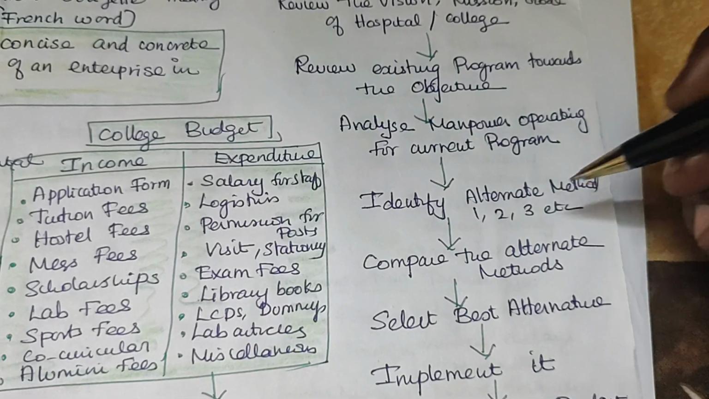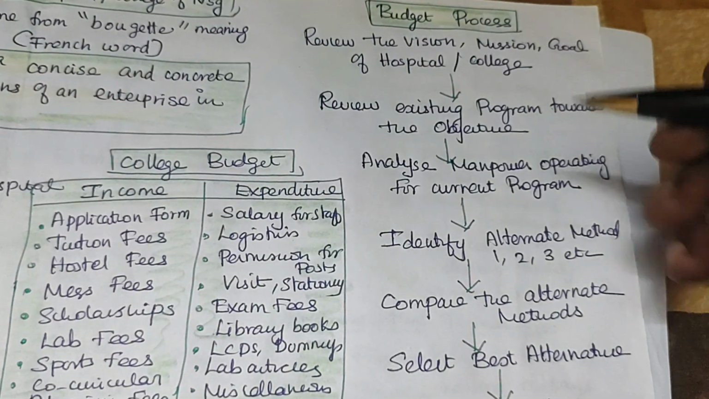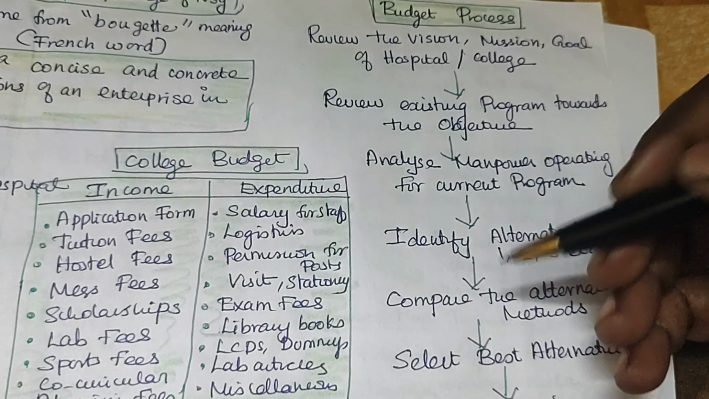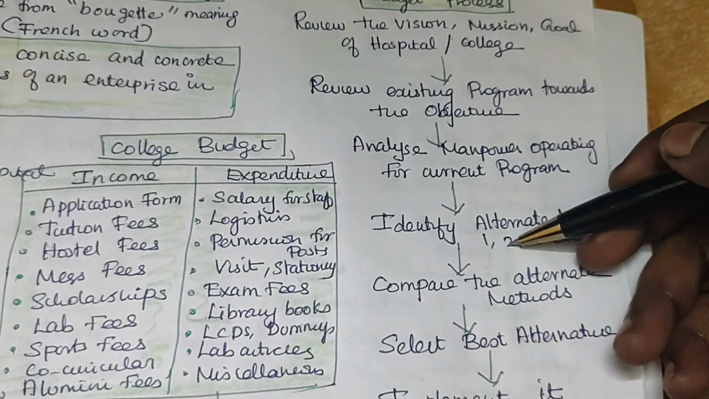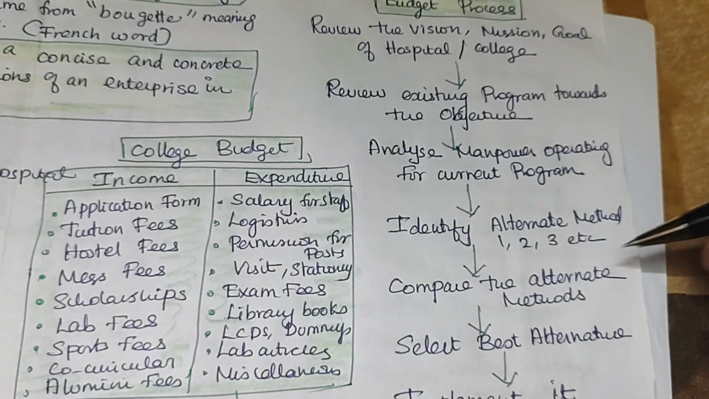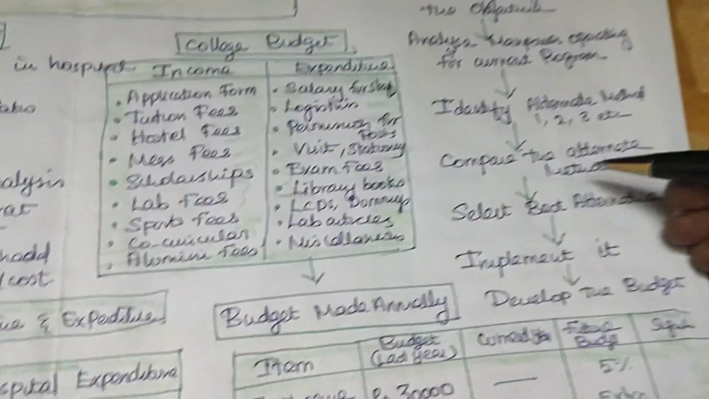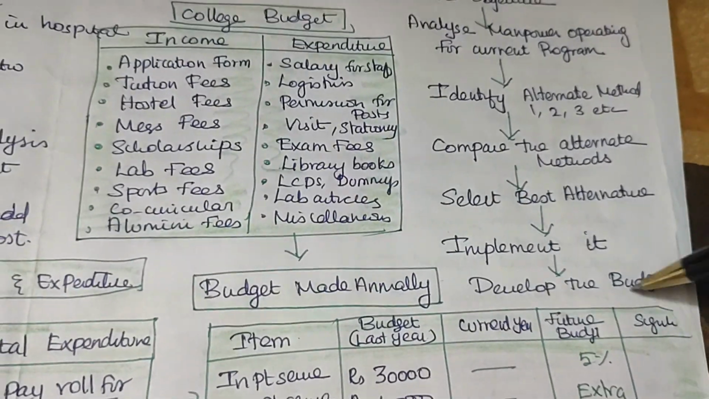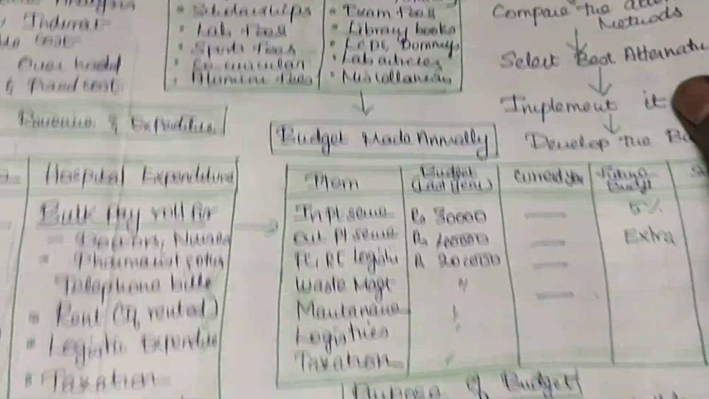Then identify any alternative methods. Are there any alternative methods available? One, two, three, or four alternative methods which will reduce my cost. Then compare the alternatives, select the best alternative and implement it. Once you implement, you will develop the budget. How do you develop the budget? You have to develop the budget.